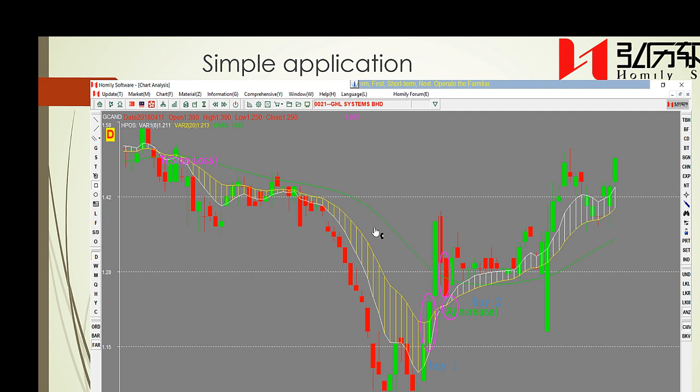This is the second buy point, and then here the price can get support from the white band and break out the white band. So here it is the third buy point. After that we can keep it because the white band is still rising. And then next time the price drops to the white band and gets support again and moves up again. This is the buy point also.